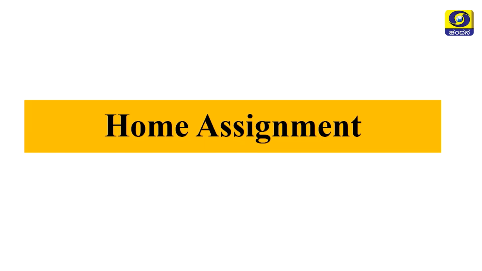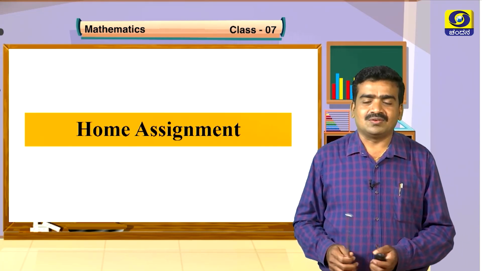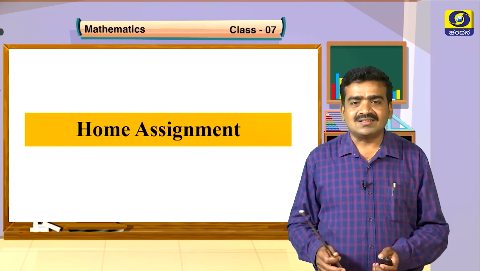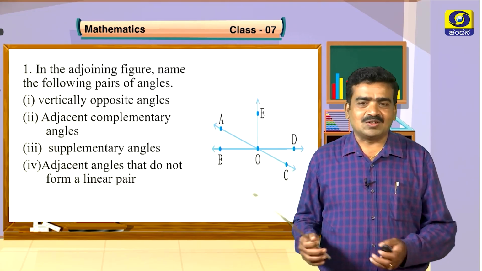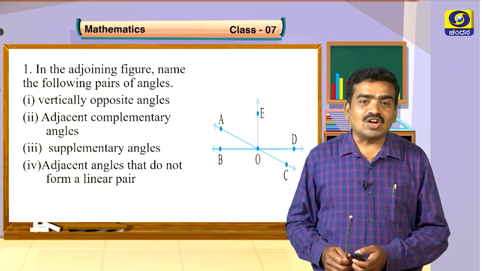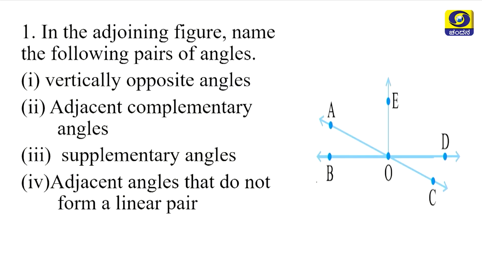My dear student, based on today's concept, I am going to give you a question to answer. Please write down the question and the answer and show it to your teacher. The question is like this: in the adjoining figure, name the following pairs of angles. Vertically opposite angles, adjacent complementary angles, supplementary angles, and adjacent angles that do not form a linear pair.